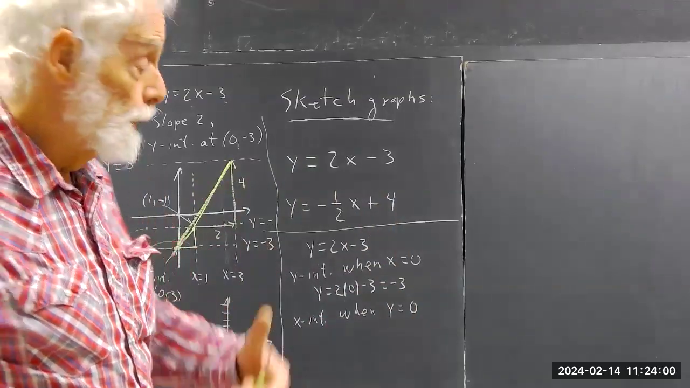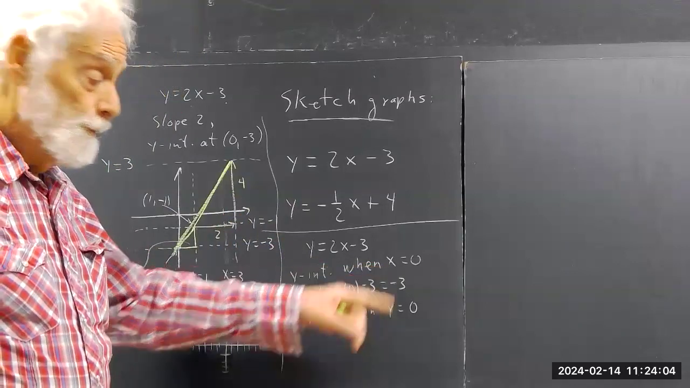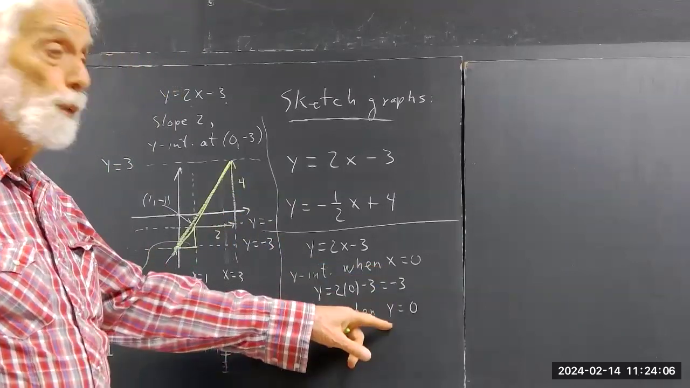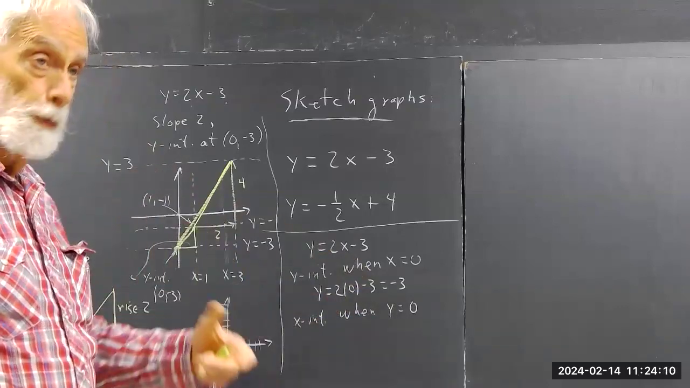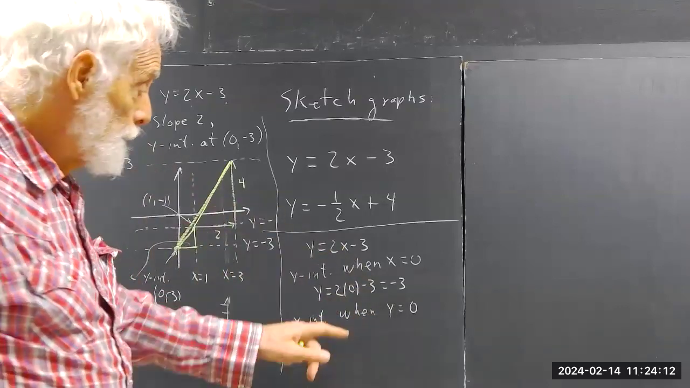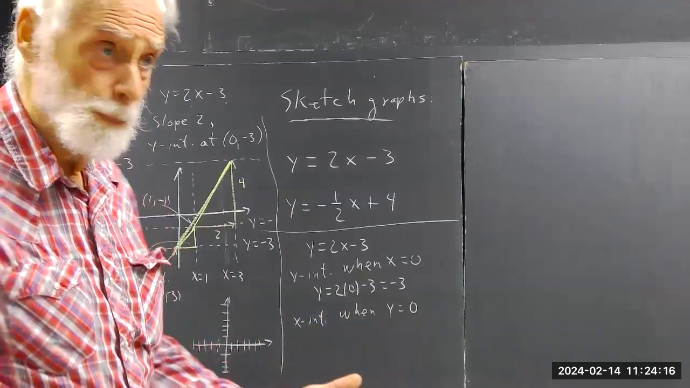And you want to do this. You always want to see what happens when x equals 0. And you always want to see what happens when y is 0. Now, what happens when x equals 0 is usually pretty easy. What happens when y equals 0? Well, it gets a little more complicated because you've got to solve an equation.